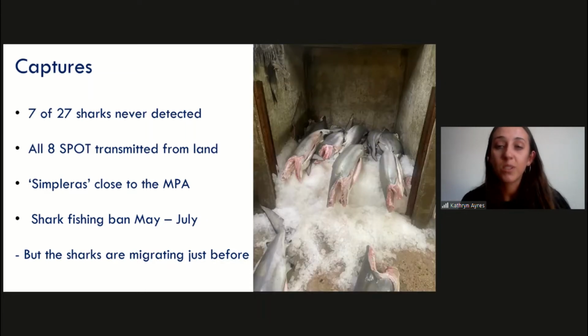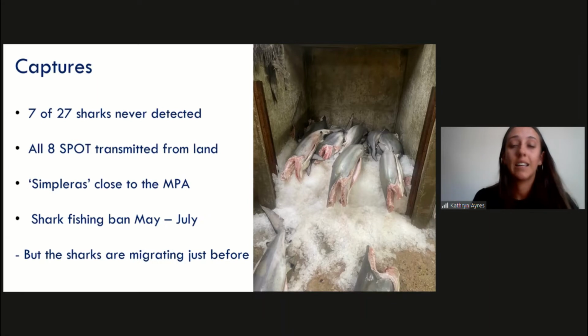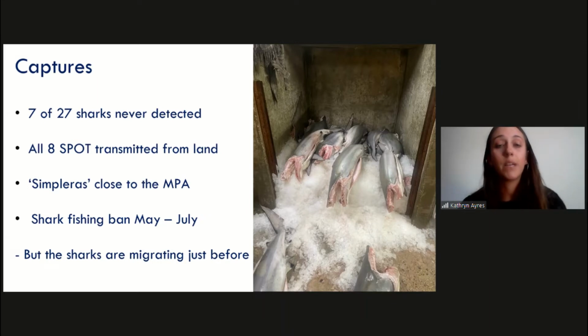So this image was actually taken just last week in a fish market in La Paz, because the sharks this year have migrated slightly earlier than usual, and they're already being caught by the artisanal fisheries. So unfortunately, the fishing ban doesn't quite cover their migration.